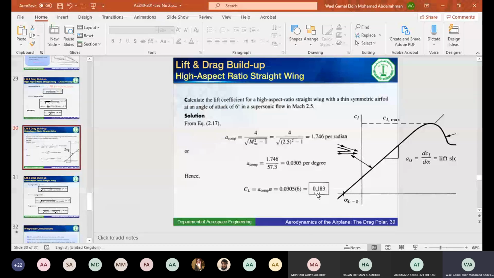CL will be 0.183. Now CL is an important factor for me as a designer, because if I multiply it by 1/2 rho v square and then the area of the wing, that should equal the weight in case of cruise. So I will need these values when I start determining the wing area, for example. Okay, any questions? Okay.